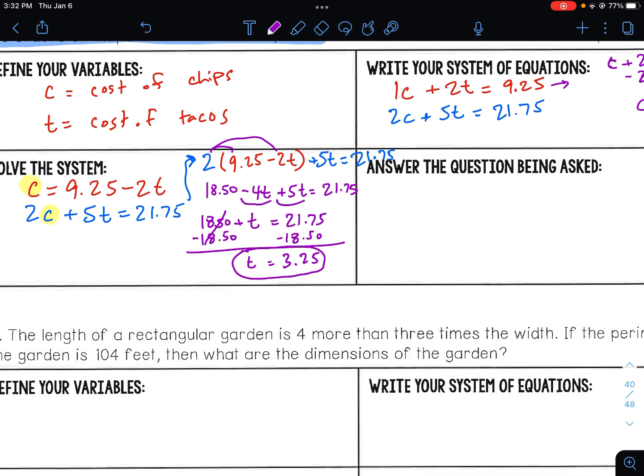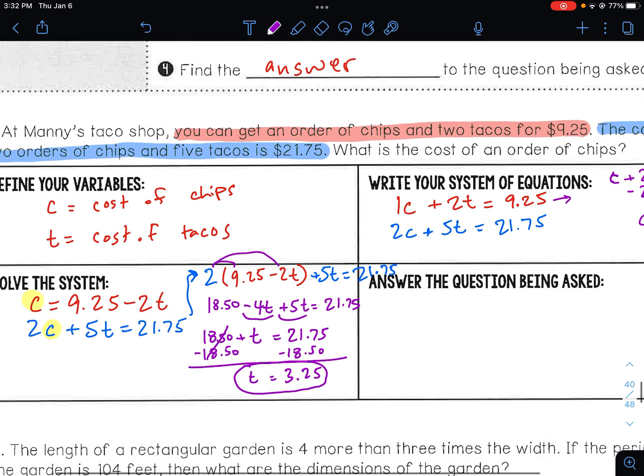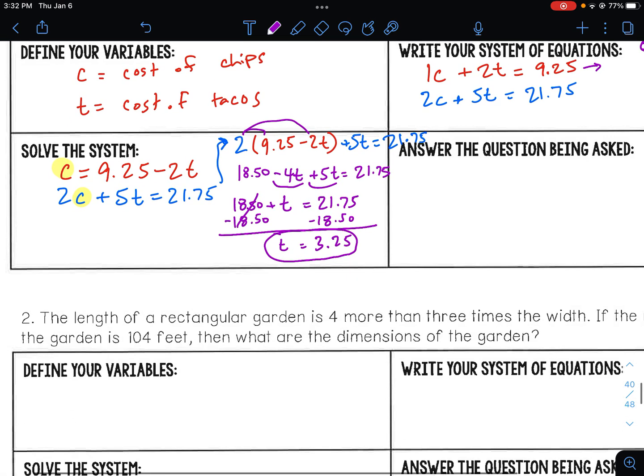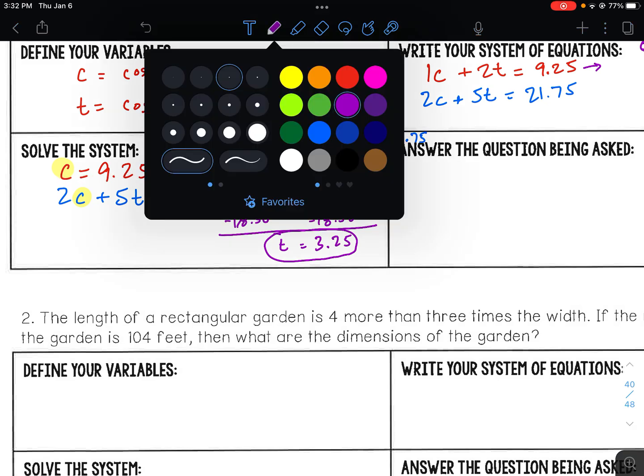Cool. Now, does that answer my question? They want the cost of an order of chips. So that doesn't solve my answer, but I can take this number right here and plug it back in to this right here. So the cost of chips is $9.25 minus 2 tacos. So that's just what I'll do.